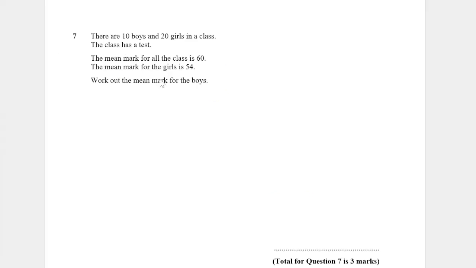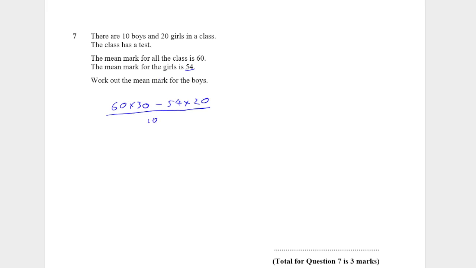Okay, question 7. There are 10 boys and 20 girls in a class. The class has a test. The mean mark for the class is 60. The mean mark for the girls is 45. Work out the mean mark for the boys. Okay, so in effect, what we need to do is the total for the class, which would be 60 times 30. From that, we need to take away the total of the girls' marks, which is going to be 45 times 20. And then we need to divide our final answer by the number of boys, so by 10.